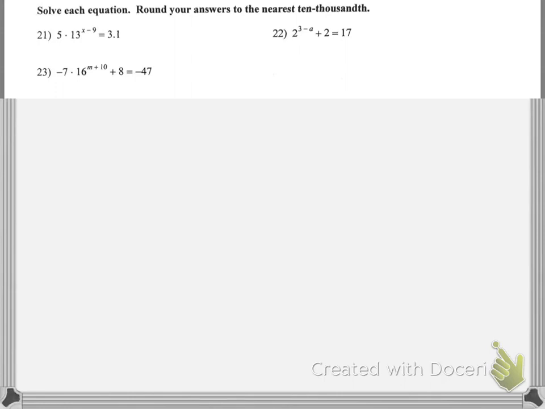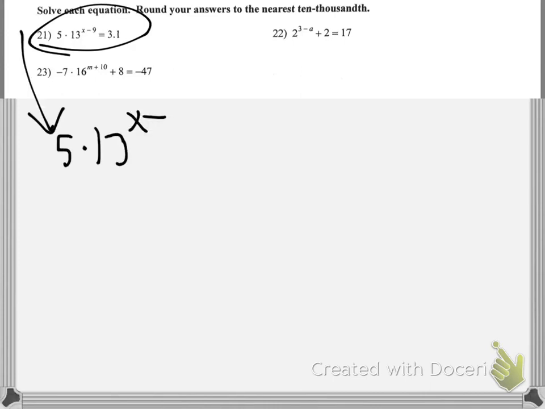Okay, solving some more equations here. These ones look like we'll have to go more logarithm on them, so let's see if we can get x by itself as best we can by getting things into logarithmic form. On this first one here, I'd probably get the 5 out of there. Let's rewrite that down there: 5 times 13 to the x minus 9 power equals 3.1.